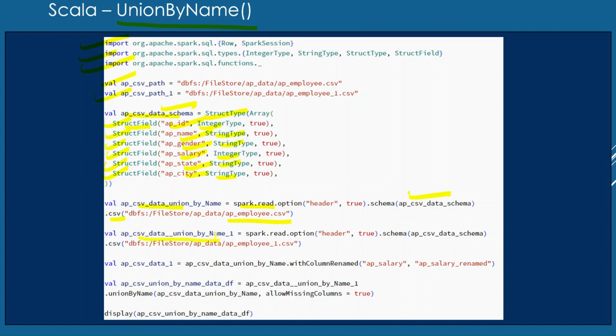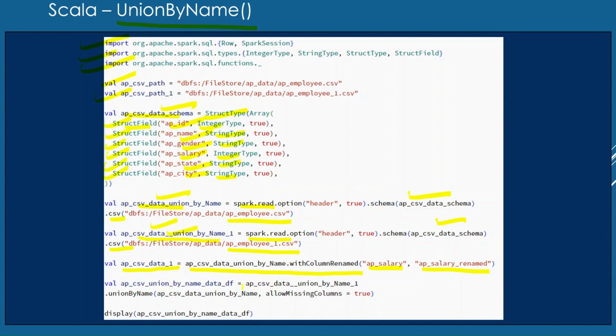Another data frame I am creating from the other CSV file, with spark.read.csv and the same schema. Once both data frames are created, I am going to change one of the column names from AP salary to AP salary rename, because I want to make a change in the schema. Now this AP CSV data one data frame has a different schema than the other one.